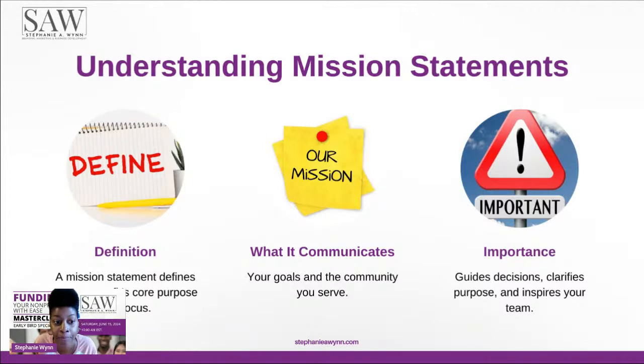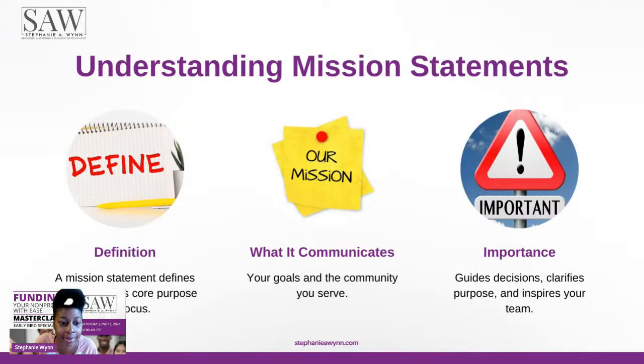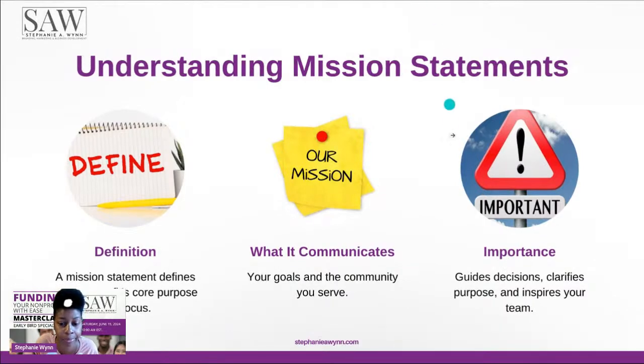Just breaking these three things down: understanding what the importance is, what it communicates, and how it defines the people. So again, understanding your mission statement is simple. You want to make sure that the statement communicates the people that you're serving and the goals. What are you going to do for this group of people, and how?